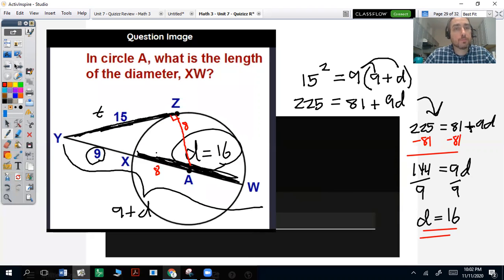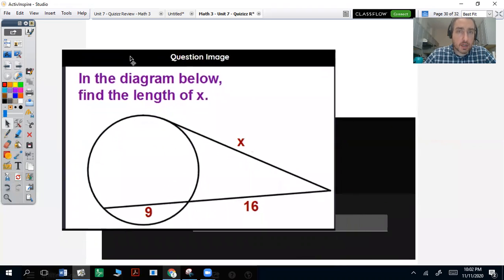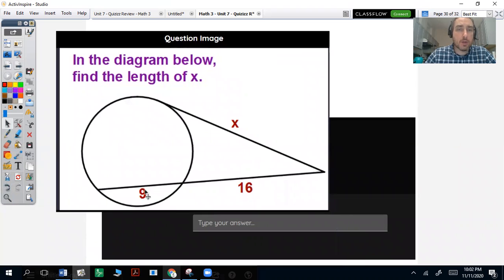All right, next question. This is going to be the same type of question. Notice that it's not a diameter, but it's the same relationship. It's the secant squared equals the outer times the whole, the tangent squared equals the outer times the whole. So your tangent in this case is out here. It's the unknown. That's what we're trying to find. So your tangent is going to be the x value.